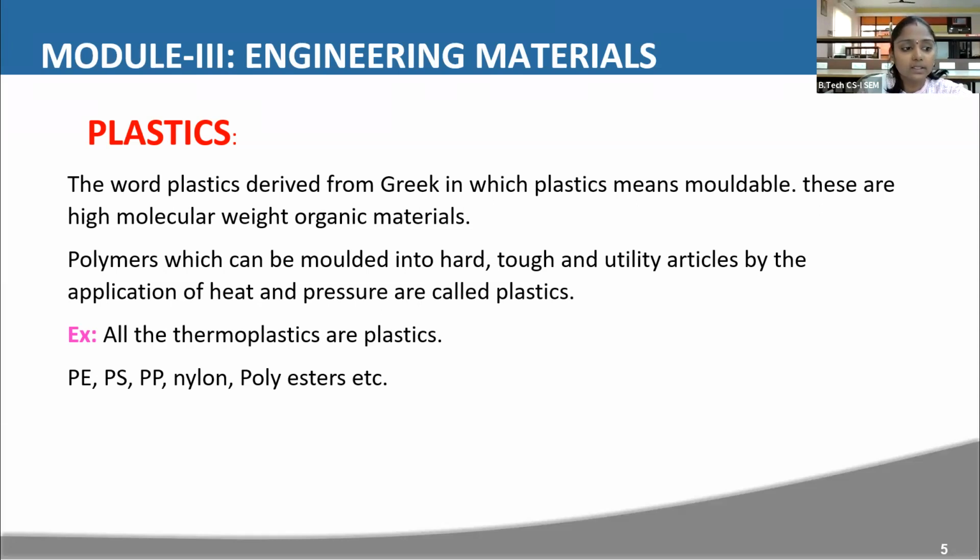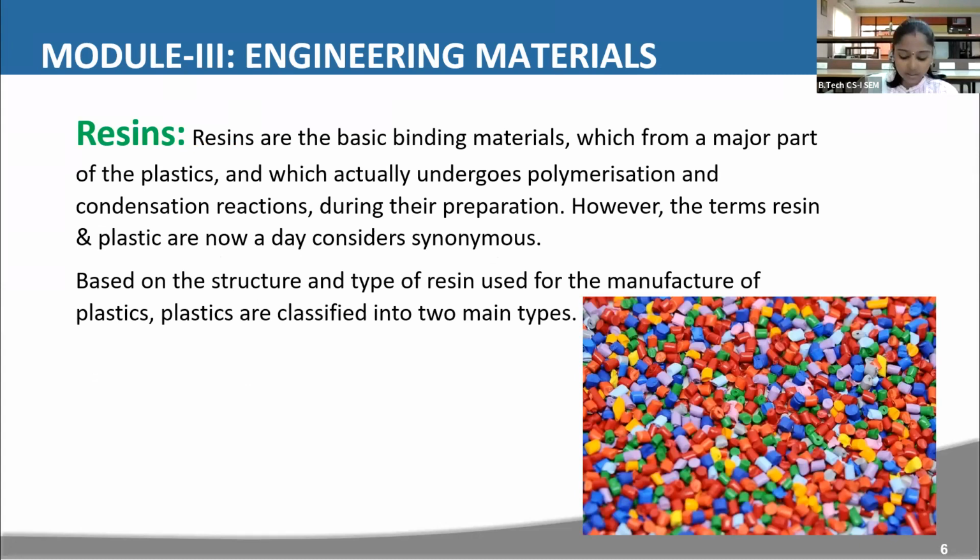Examples for plastics. Okay, so resins. Resins are the basic binding materials which form a major part of the plastics, and which actually undergo polymerization and condensation reactions during their preparation. However, the terms resin and plastics are nowadays considered synonymous, but plastics and resins are completely different.